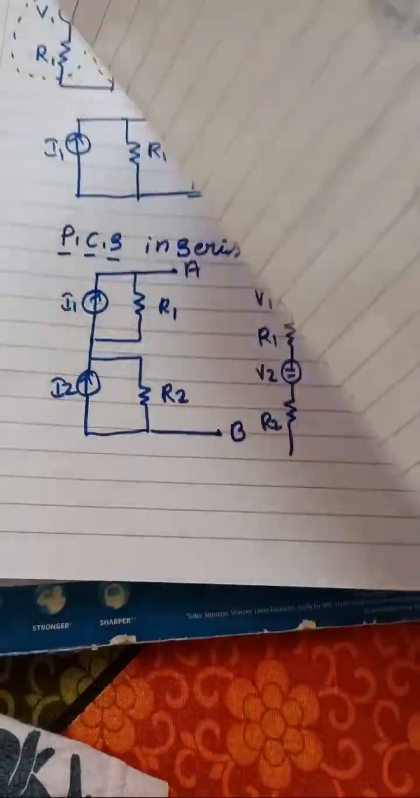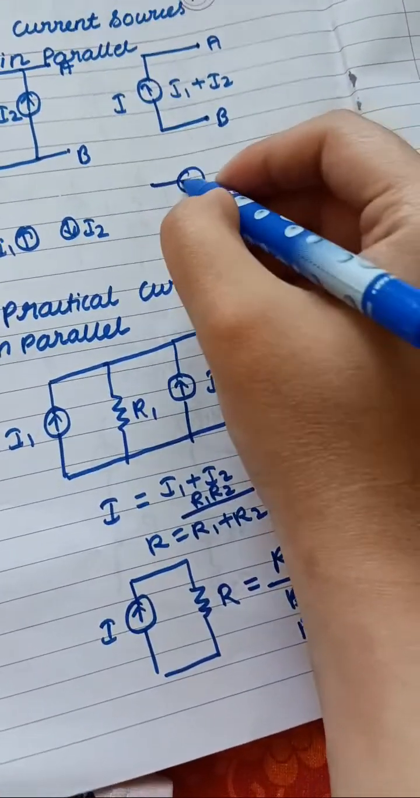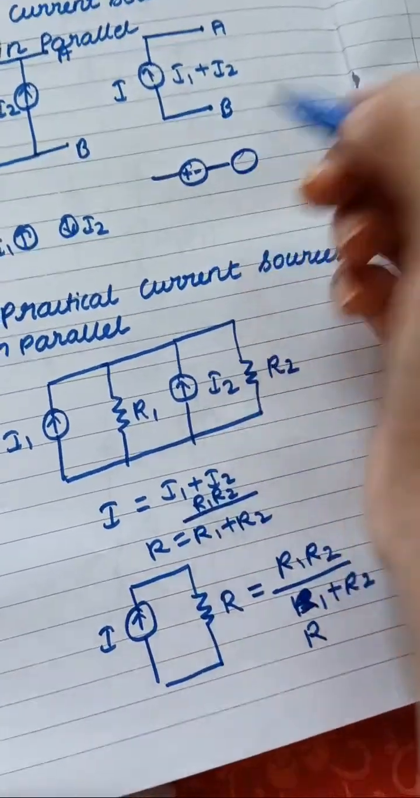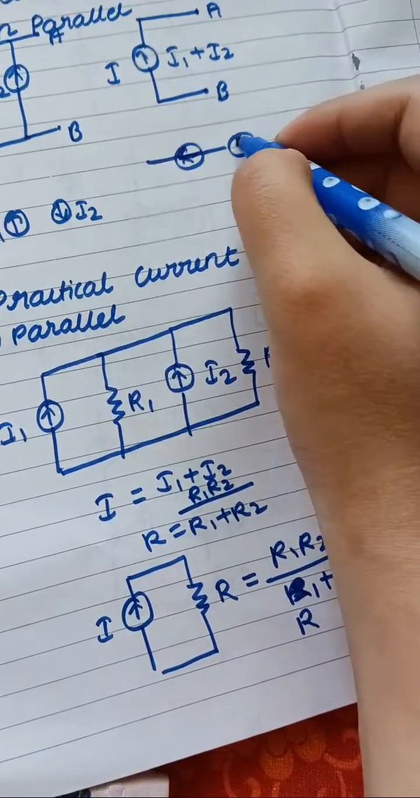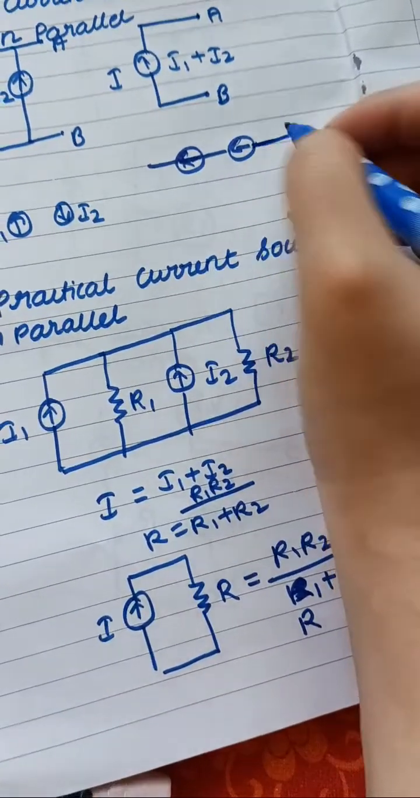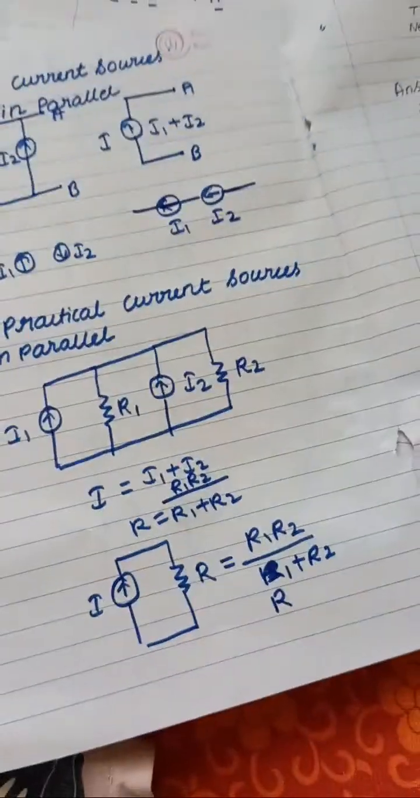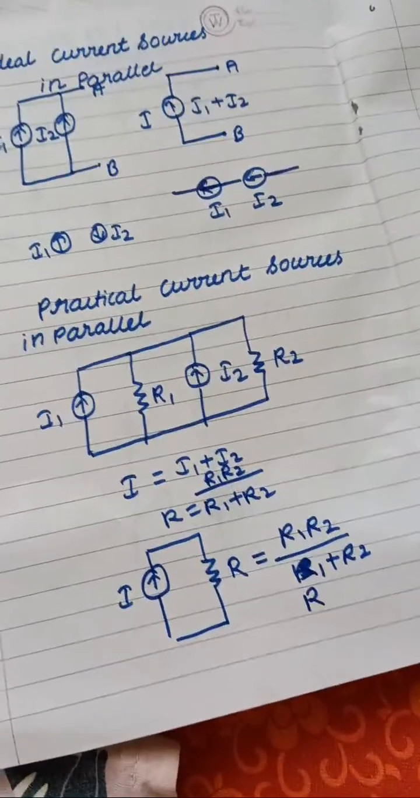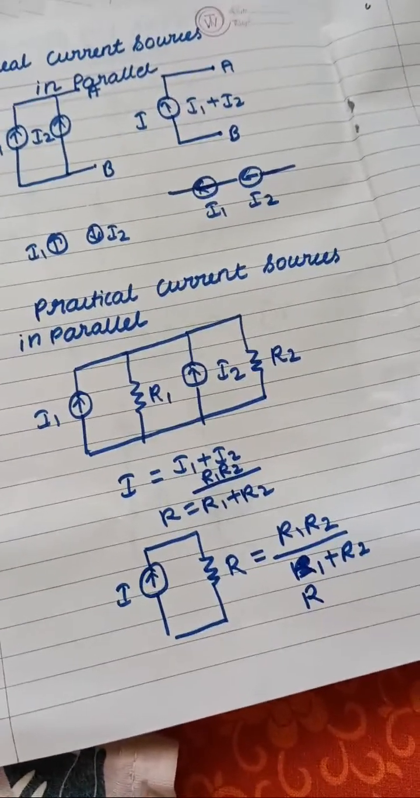And if you consider two current sources in series, then what is going to happen? That is also ruled out because you don't have any current in series, right?